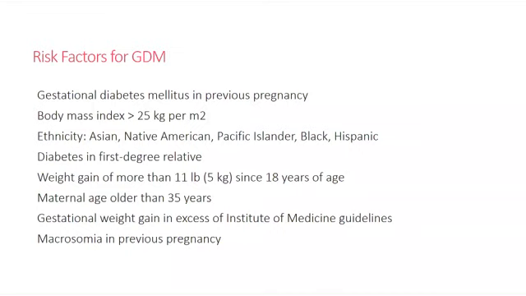Ethnicity: Asian, Native American, Pacific Islander, Black, Hispanic. You don't see Caucasian, and this is from all the studies. Caucasians were excluded, but if they have other risk factors, it doesn't mean that we don't screen. There was a time when they didn't screen Caucasians because of that low risk, but I think universal screening is much better. Diabetes in a first degree relative, weight gain of more than 11 pounds since 18 years old. I know, who didn't gain that weight, right?